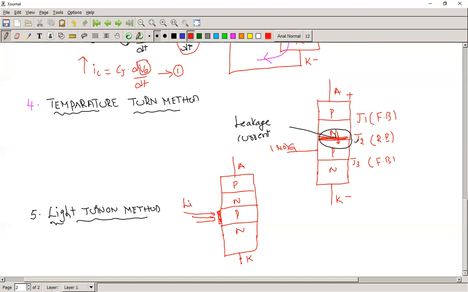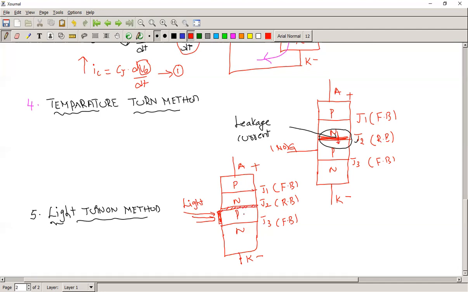This is light, a laser. By means of that material, we are focusing and injecting the light into the inner P region across the junction J2. Between the anode and cathode, we already apply the positive voltage because the SCR is forward bias. Junction J1 is forward bias, J3 also forward bias, J2 is reverse bias.